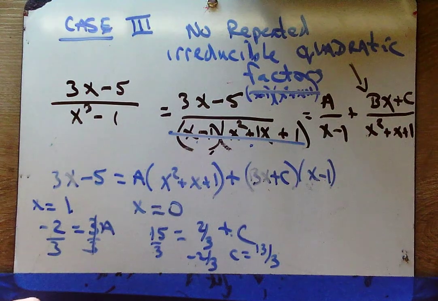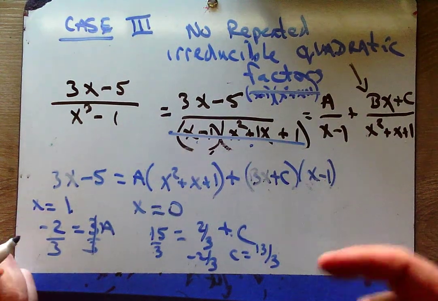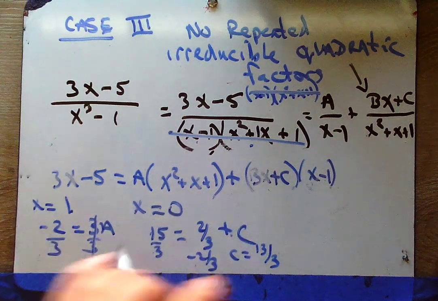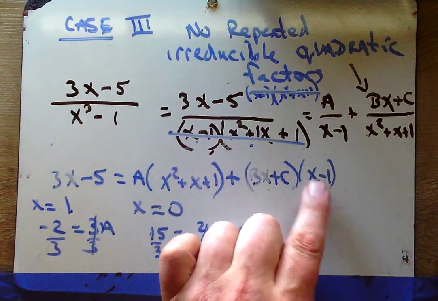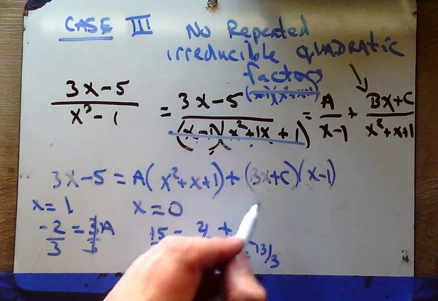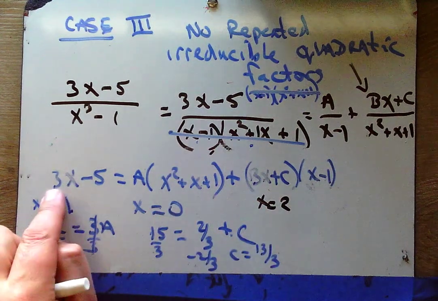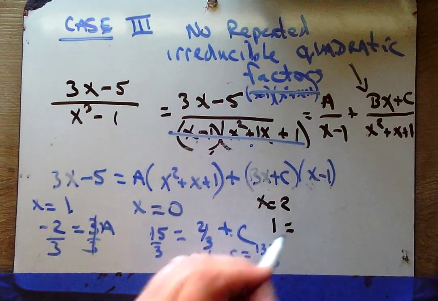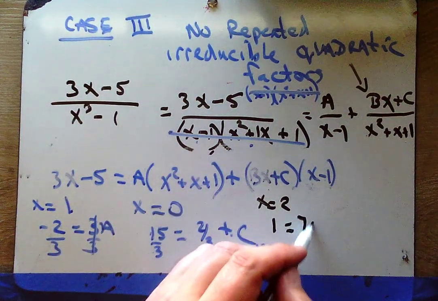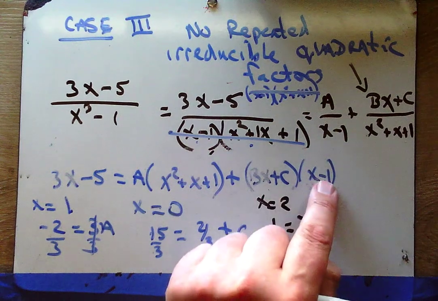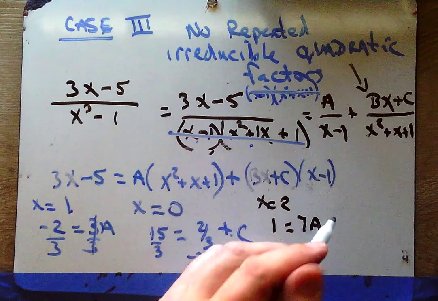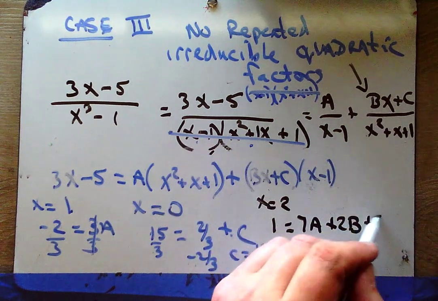I've used up my 2 magic numbers. What do I do now? Well, now I need that not so magic number. And really, it doesn't matter what you choose, though. I like 2, because 2 minus 1 is 1, and it's easy to multiply things by 1. So I'm going to go with x equals 2. 6 minus 5, 1. 4 plus 2 is 6, plus 1 is 7a. 2 minus 1 is 1 times each of these things. Don't forget to put the 2 in there. So we have 2b plus c.